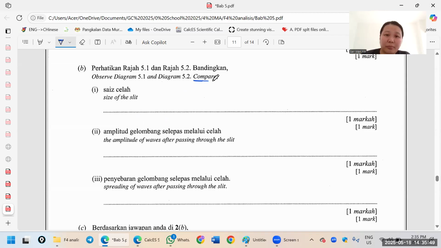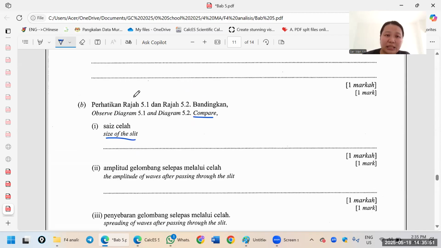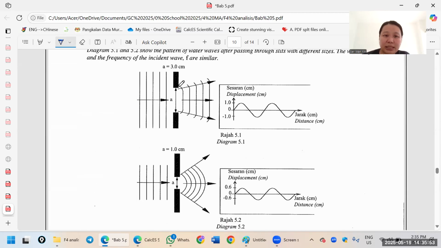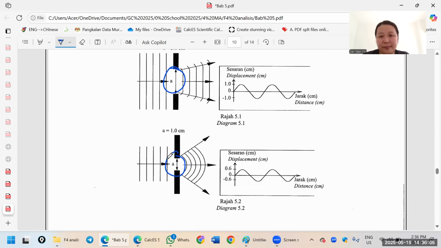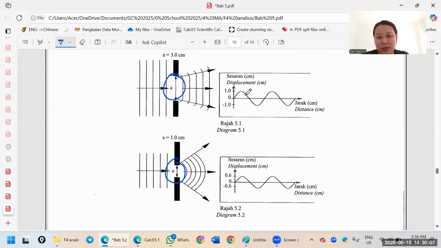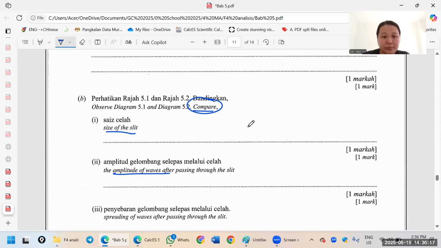Alright, so now compare the size of the slit. Size of slit. Now here, 5.1 is greater than 5.2. And this one, compare the amplitude of the wave. Now, amplitude is here. You learn this in Form 2. Same thing, no? Amplitude of 5.1 is bigger than 5.2.